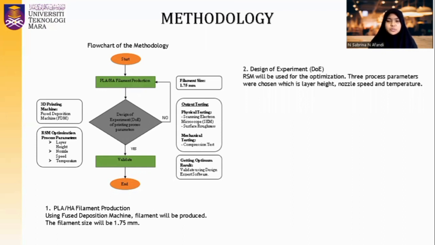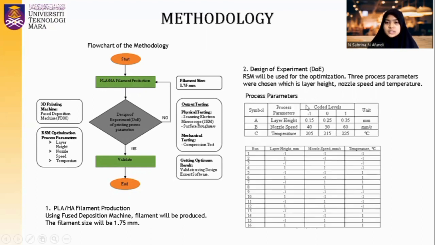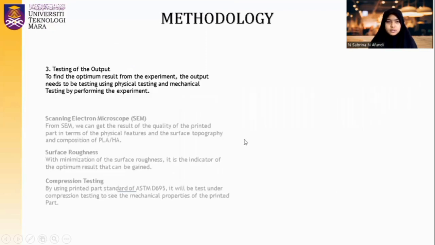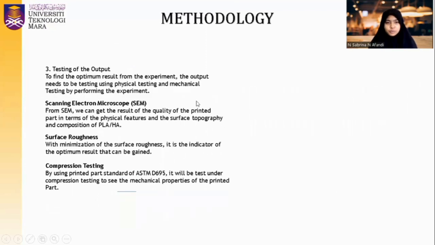Three process parameters were chosen, which is layer height, nozzle speed, and temperature. So this is the experimental data for process parameters. We have layer height, nozzle speed, and temperature. This is to run the RSM method. Number 3, to test the output. To find the optimal result from the experiment, the output needs to be tested using physical testing and mechanical testing performing the experiment. The first physical testing is scanning electron microscope, which is SEM.